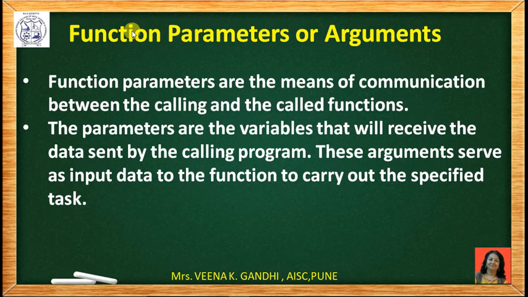Now, what do you mean by functional parameters or arguments? Functional parameters or arguments act as a medium through which a calling function and called function interact. That is, functional parameters are the means of communication between the calling and the called function. The parameters are the variables that will receive the data sent by the calling part, and these arguments serve as the input data to the function to carry out the specified tasks.